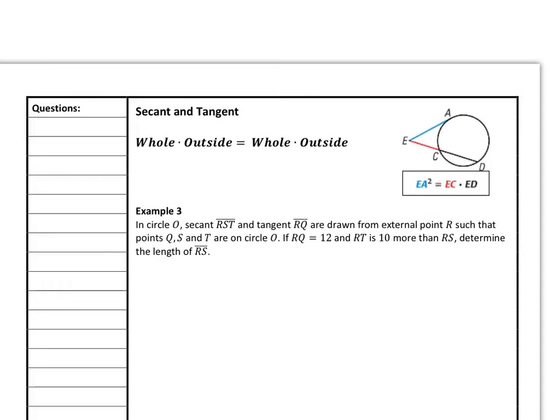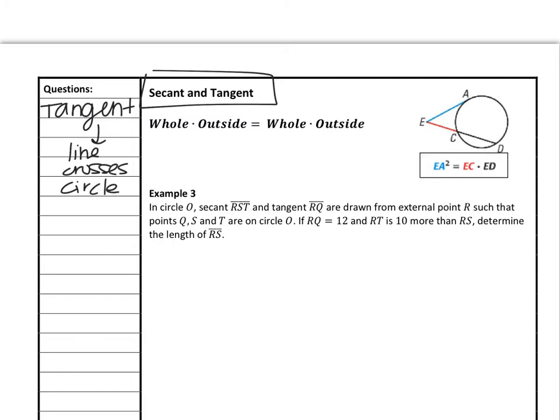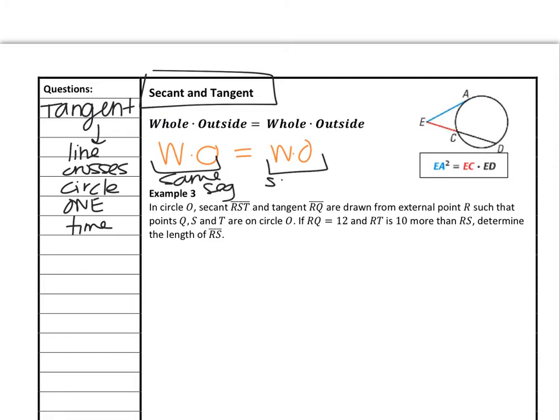All right, last one, folks. So now we're going to put a secant and a tangent together. And so remember that a tangent is the line that crosses the circle one time. All right, so same formula as the last one, whole outside equals whole outside. And remember that these have to be the same segment, and these have to be the same segment.